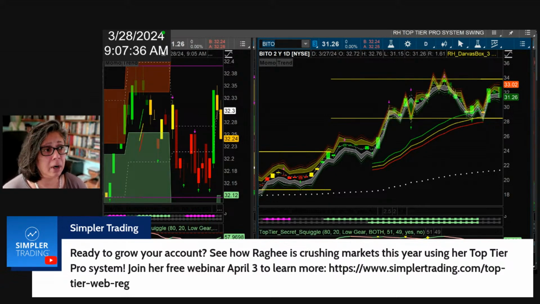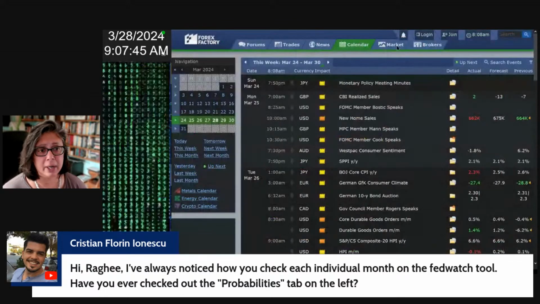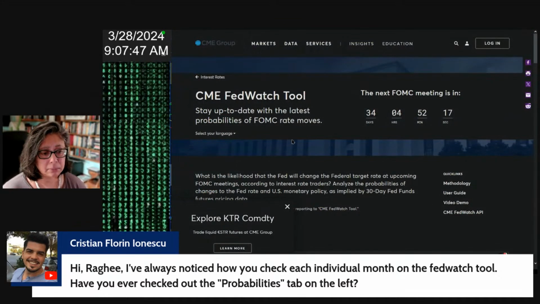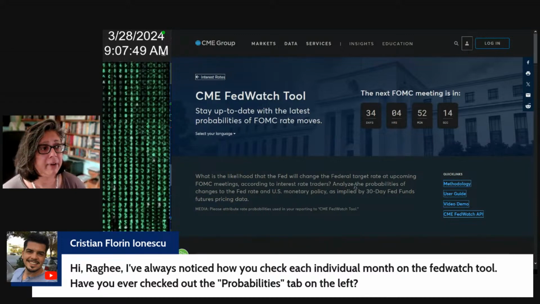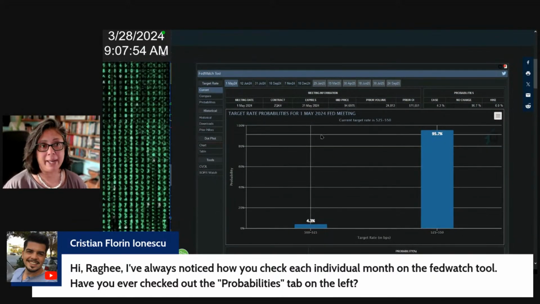All right, moving on. Let's see. Christian asks, I've always noticed you check each individual month on the FedWatch tool. I do, because it's aligning to the futures contracts. Have I ever checked the probabilities tab? I have. By the way, yes, if we wanted to spend 10, 15 minutes, and thank you for the question, Christian, breaking down, as I like to call this thing on the screen right now, the macro decoder ring, we could definitely dive into a lot.